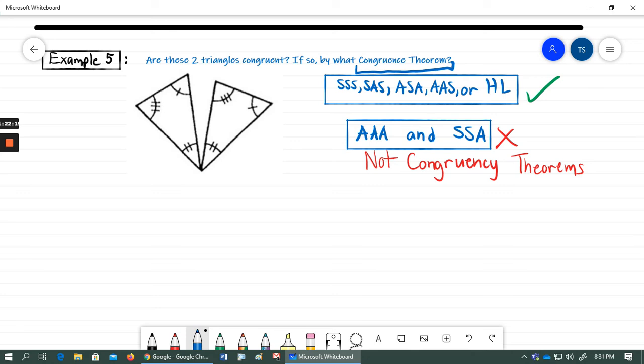Alright, so here we go with example 5. Are these two triangles congruent? If so, by what congruence theorem? So guys, when you look here at these two triangles, they've got matching congruency marks for their parts, but again, you need to check whether it's actually going to be using one of the congruence theorems that we talked about.